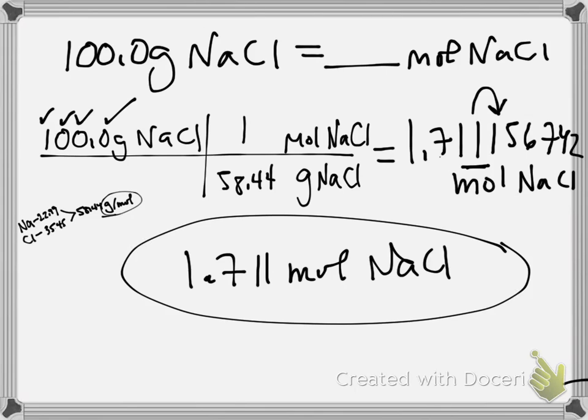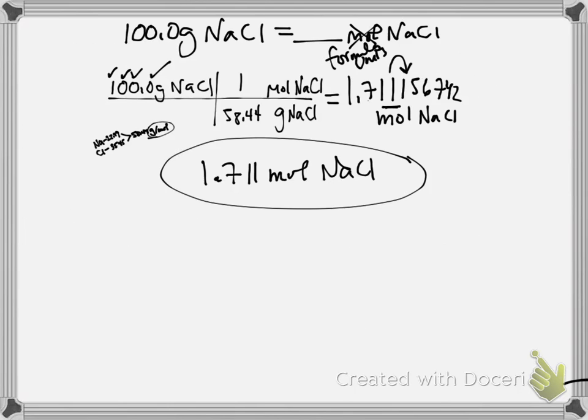So if we were asking this same question, but instead of moles, we wanted to know how many formula units, in other words, how many units of a sodium and a chloride ion are there in that 100 grams of salt? What would that look like? It would look a whole lot like this with one additional step.